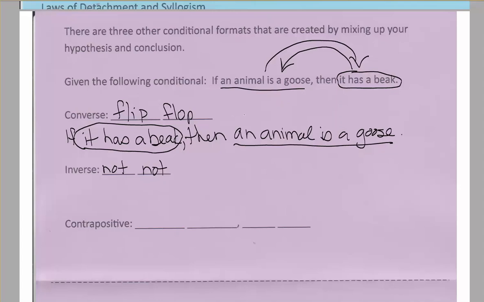So it says if an animal is a goose. So how do I undo that? How do I say an animal is not a goose? Exactly like that. So if an animal is not a goose, then how do I make it say it does not have a beak? Well, you could say it doesn't have a beak or it does not have a beak.